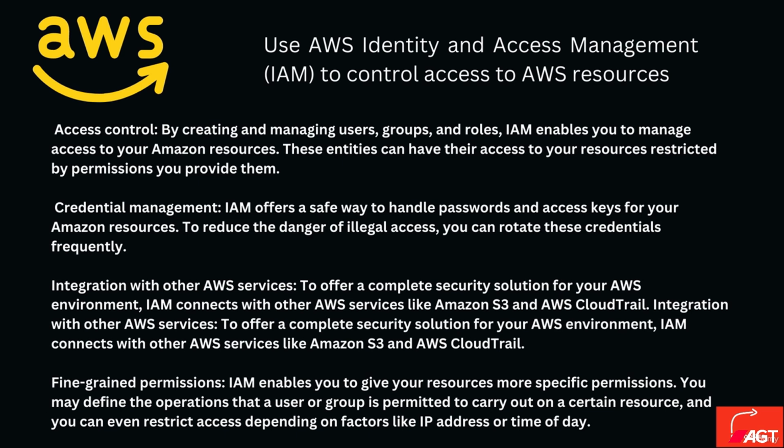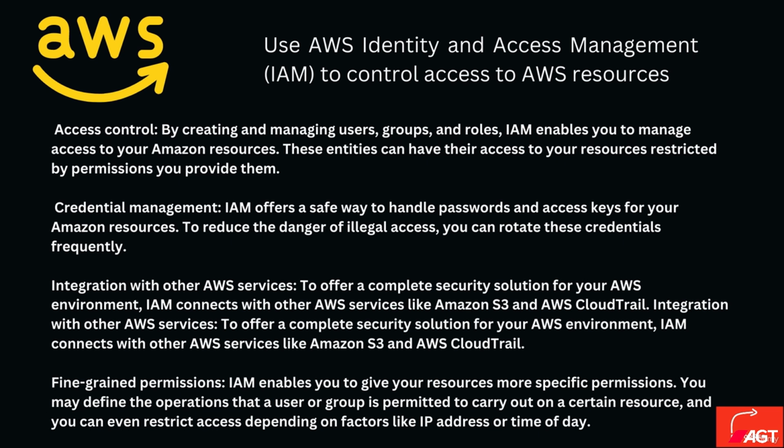In your Amazon environment, IAM offers a centralized mechanism to manage users, groups, and permissions. By using IAM, you may offer users and programs only the permissions they require to carry out their specified responsibilities by granting least privilege access to your resources. IAM offers a variety of security measures, such as access control. By creating and managing users, groups, and roles, IAM enables you to manage access to your Amazon resources. These entities can have their access to your resources restricted by permissions you provide them.